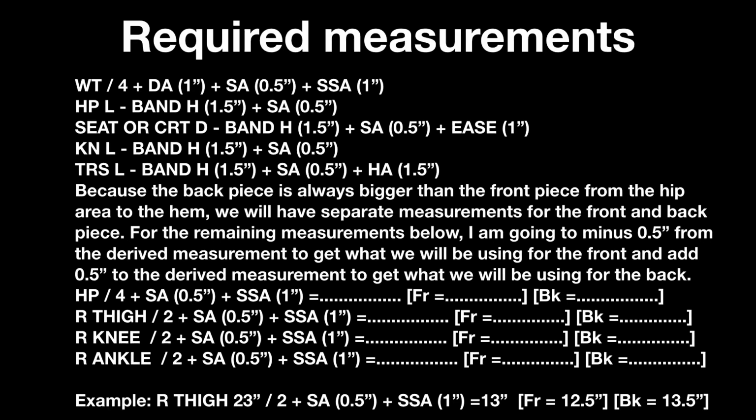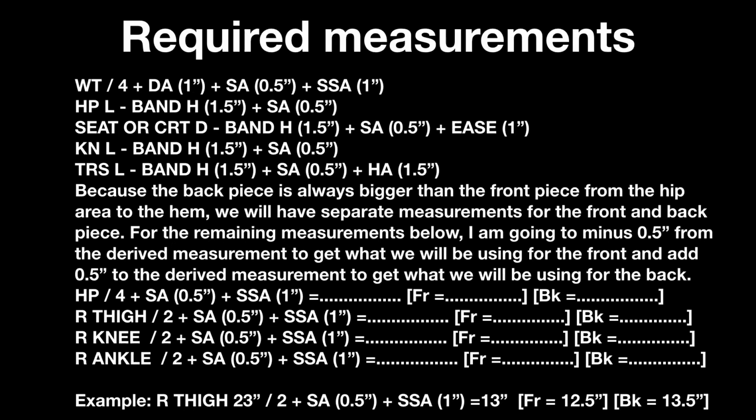The round knee is divided by 2 plus sewing allowance 0.5 inch plus side seam allowance 1 inch. You get your answer and do the same, write for front and back. Lastly, the round ankle is divided by 2 plus sewing allowance 0.5 plus side seam allowance 1 inch. You write down your answer.